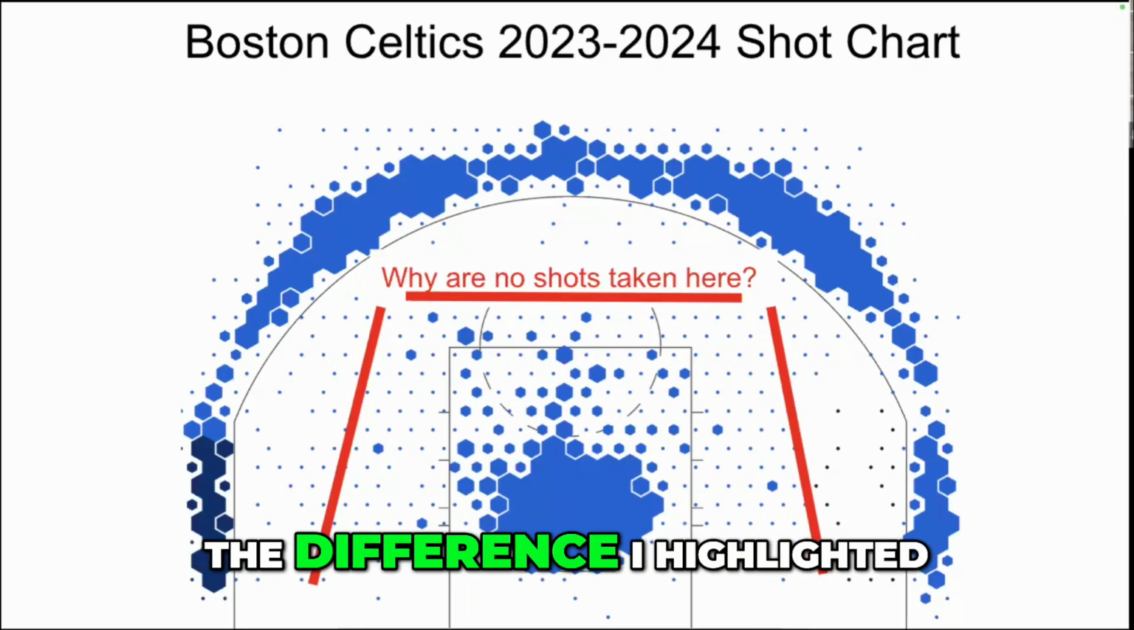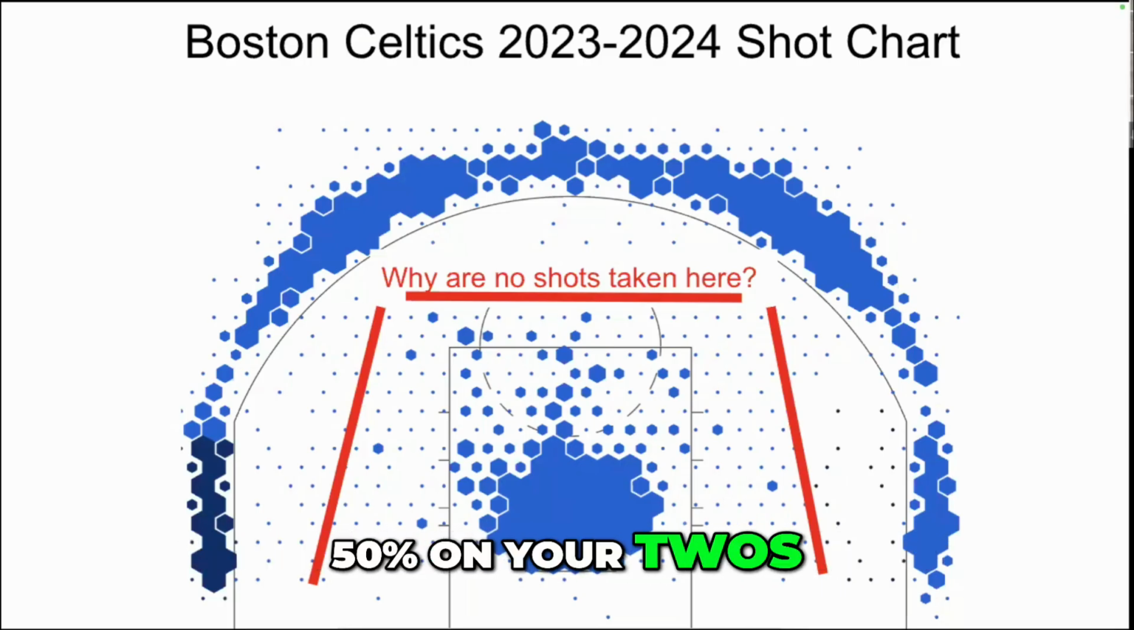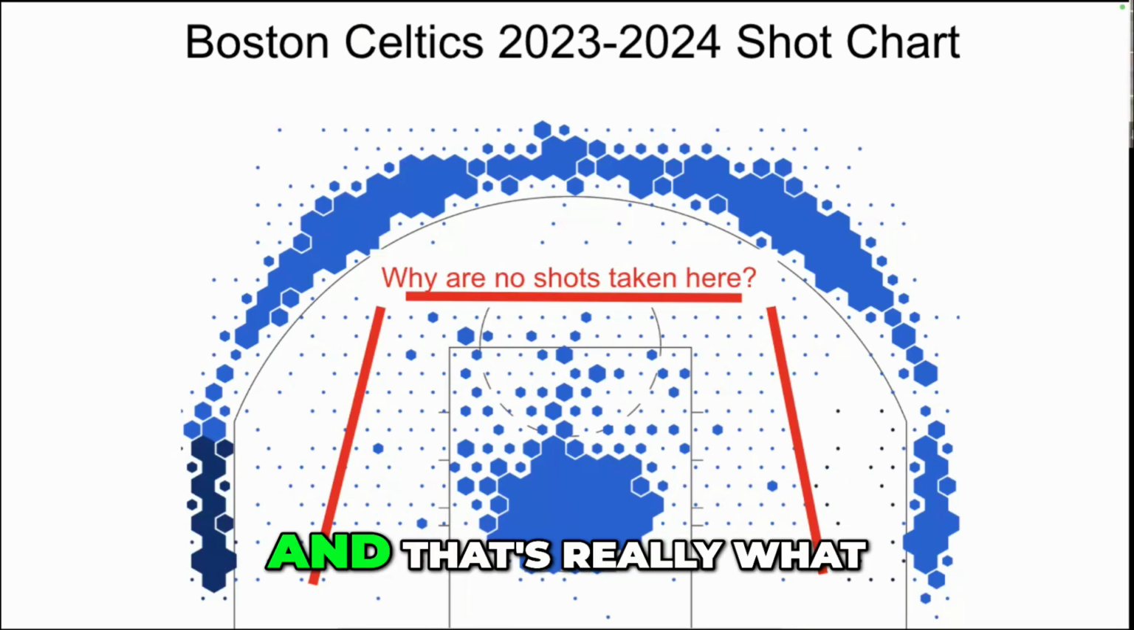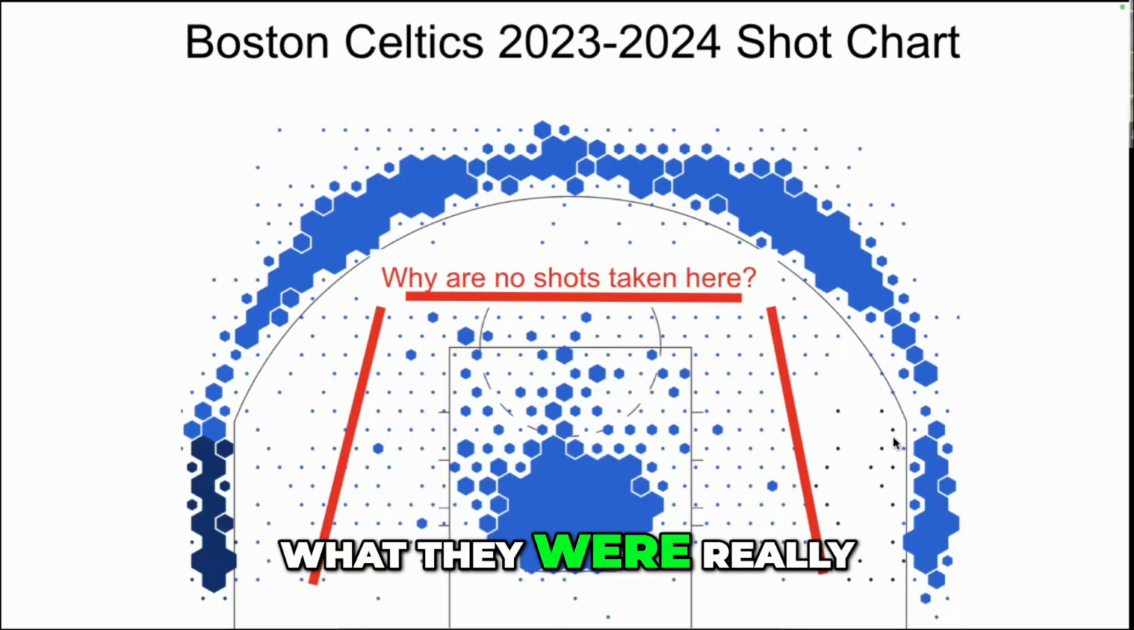And so that was the difference I highlighted a minute ago: 50% on your twos, 33% on your threes still gets you an average of 1 point per shot attempt. And that's really what they were proving for us statistically here with this season.